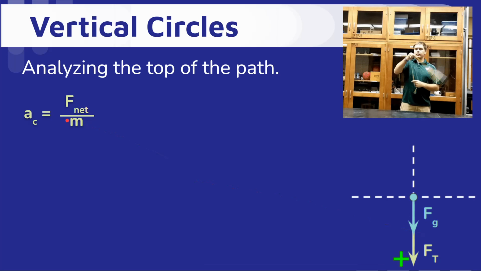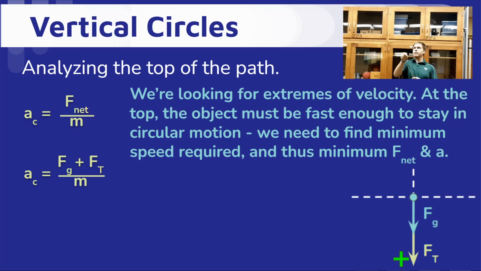I know, again, because I know F net equals ma, in this case, I know that my acceleration is centripetal, so I'm going to rearrange that equation, and I'm going to say that my centripetal acceleration equals F net over m. My F net here is Fg plus Ft. And so I have my centripetal acceleration equals the sum of my forces, Fg plus Ft, all of it over m. But again, I'm trying to determine an extreme of velocity, a maximum or a minimum. Okay, and at the top, that object must be fast enough to stay in circular motion, and we're trying to figure out what that minimum speed required is.